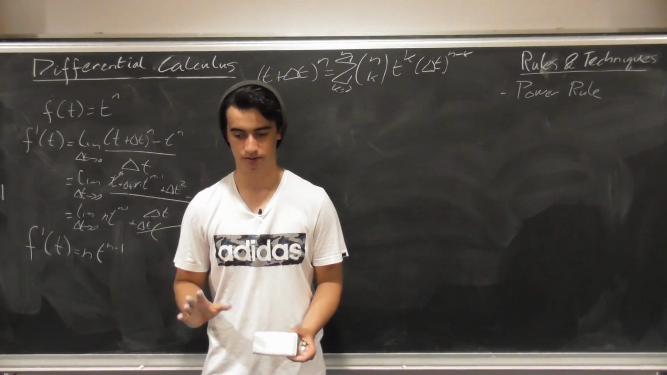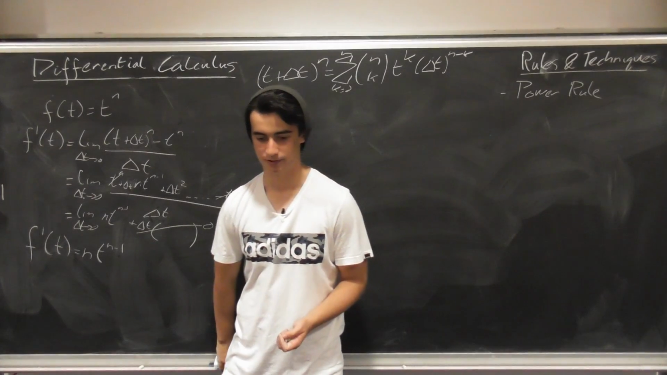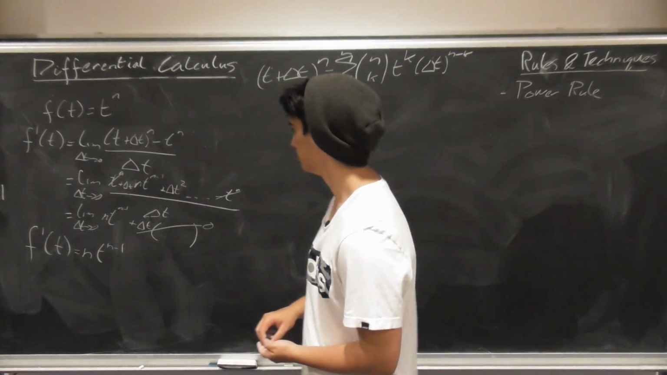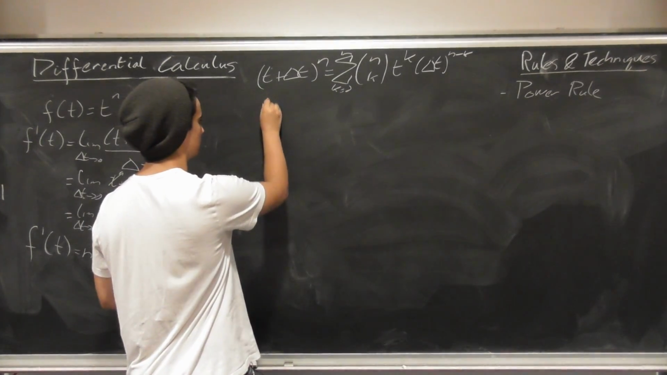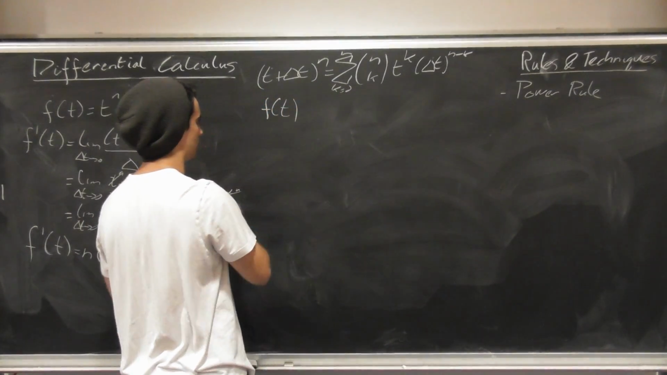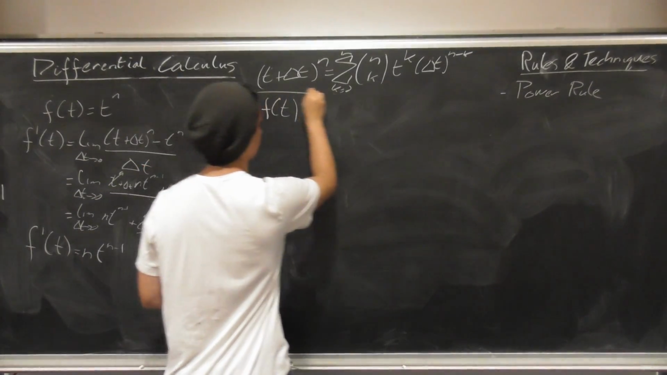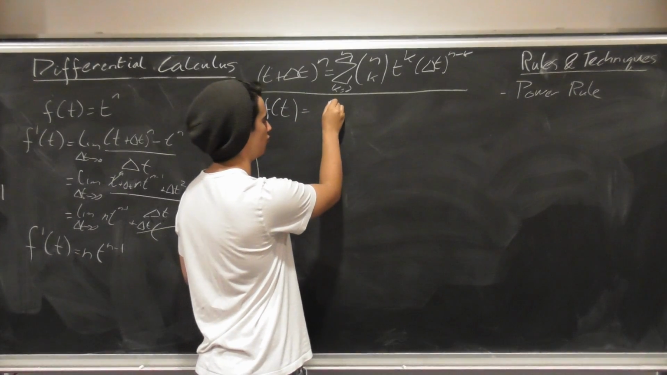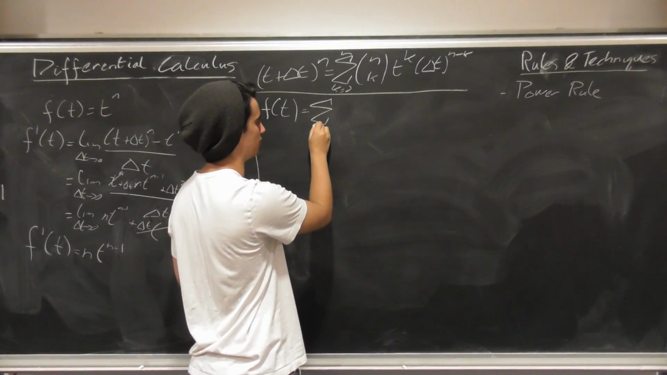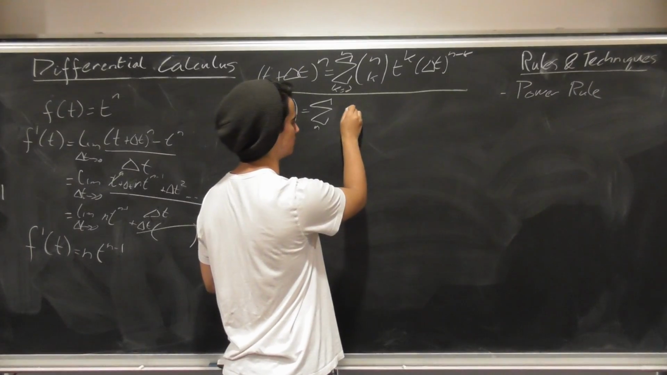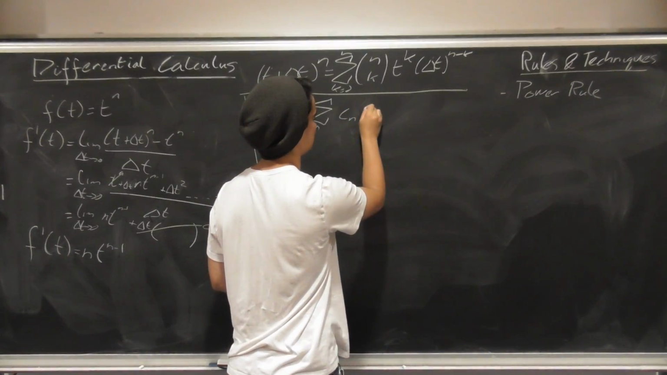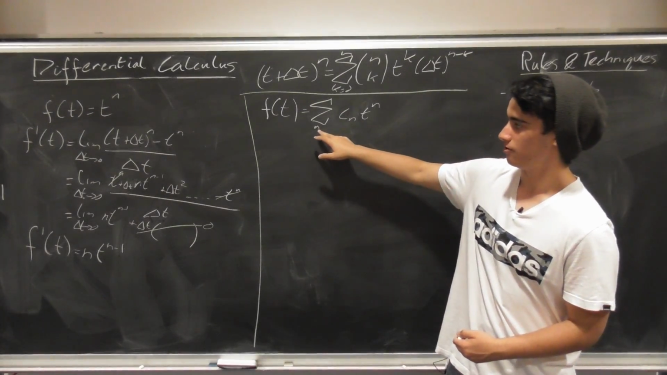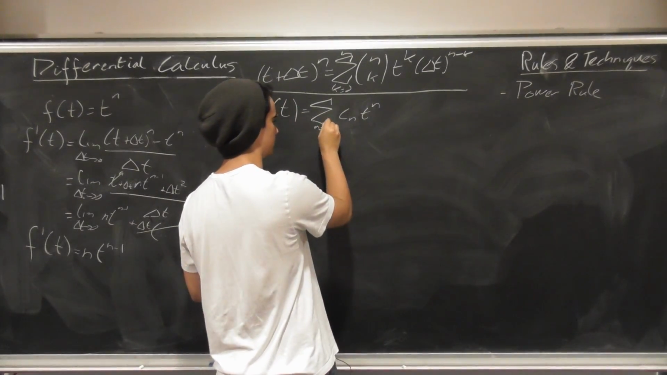The second technique is dealing with sums. So if we have some f of t here, we'll just draw a new box. Some f of t, which is the sum, we'll say, over n of some constant times t to the n, right? So what this means is, let's say, n equals 0 to infinity.